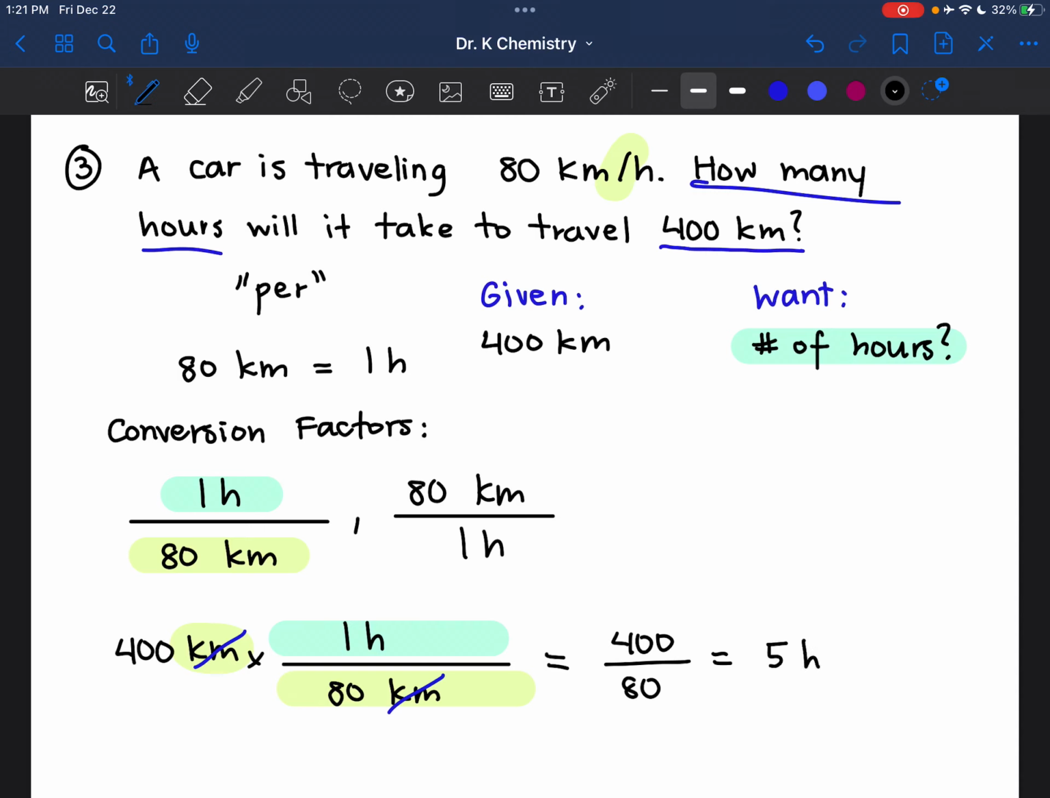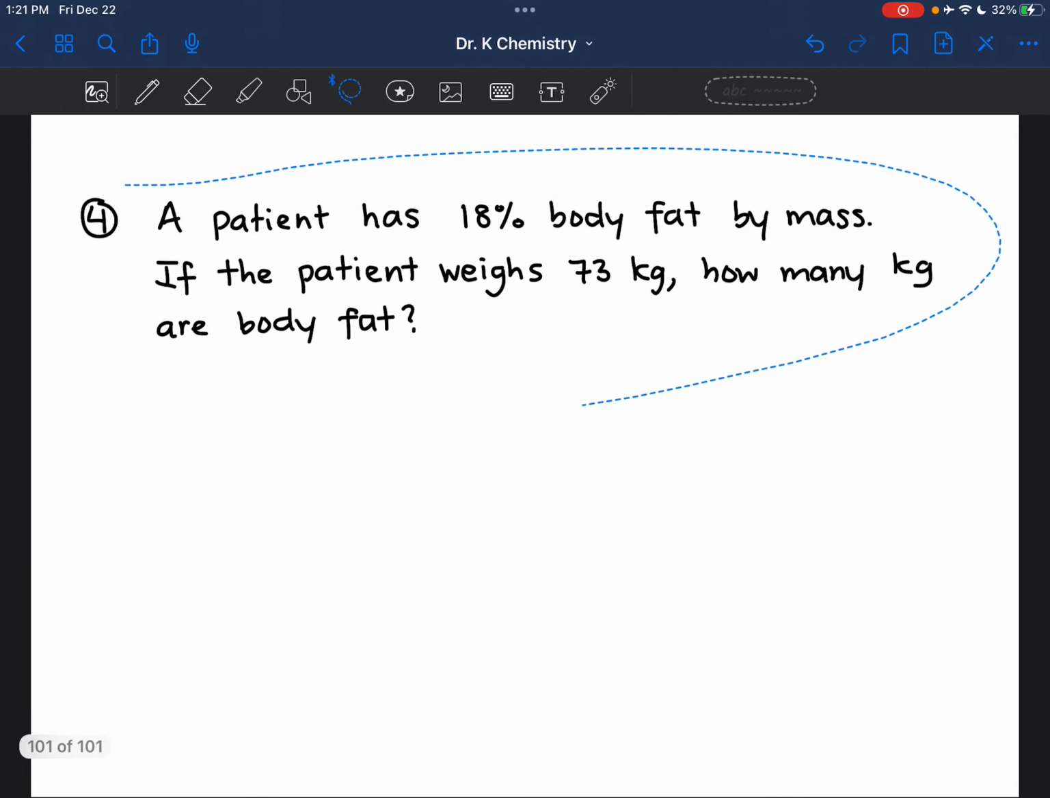So that will give us 5 hours of travel to go 400 kilometers. Let's try one more.